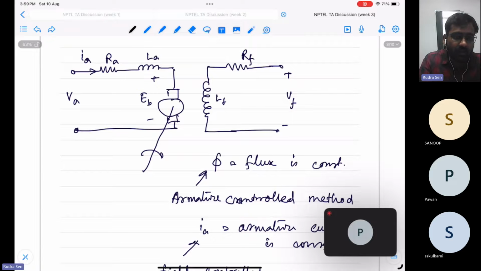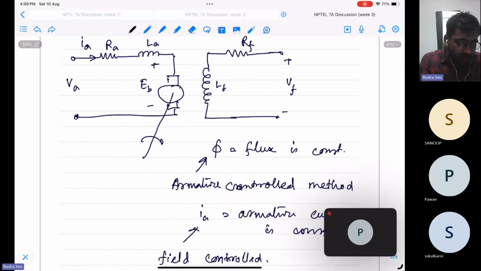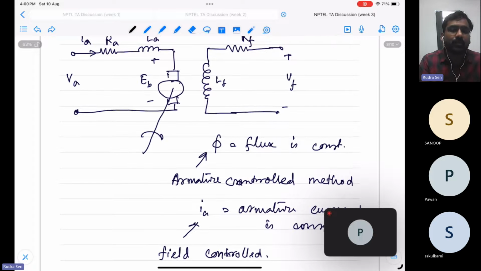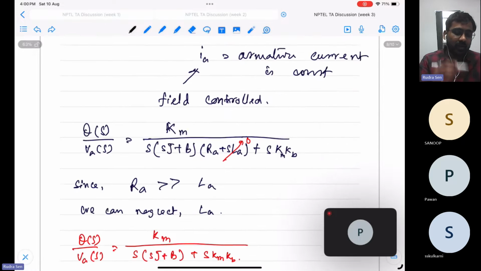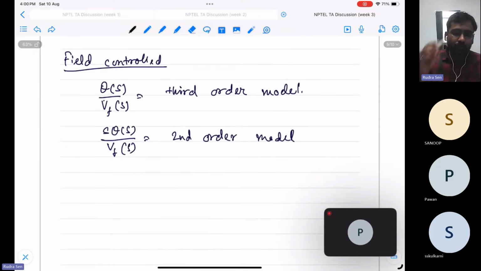Okay, because we are considering that IA is a constant term. So we are not considering any kind of back EMF, because IA is considered very small and is considered a constant term. So that's why, since in the field control method there is no back EMF, you will see in the block diagram there is no feedback loop. But in the case of the armature control method, since the back EMF plays an important role, there is a feedback loop.